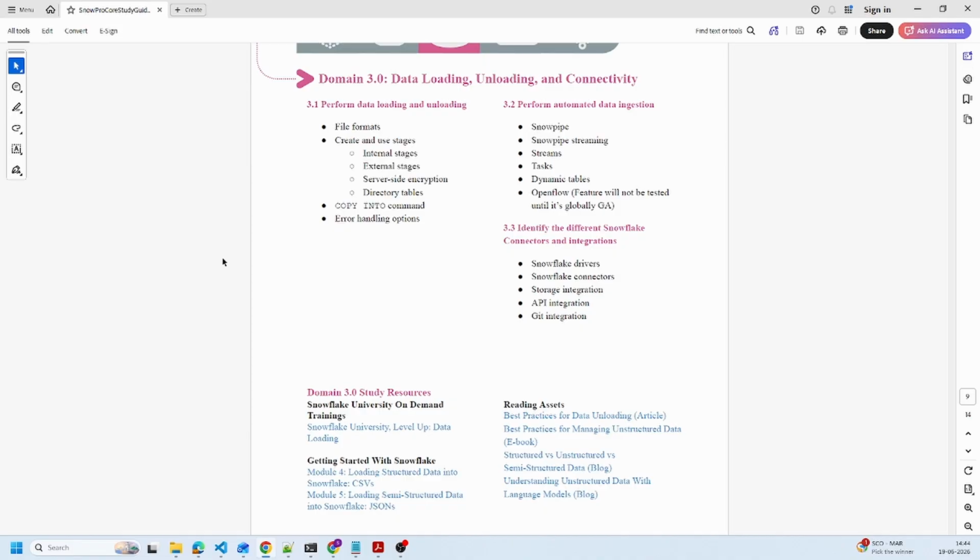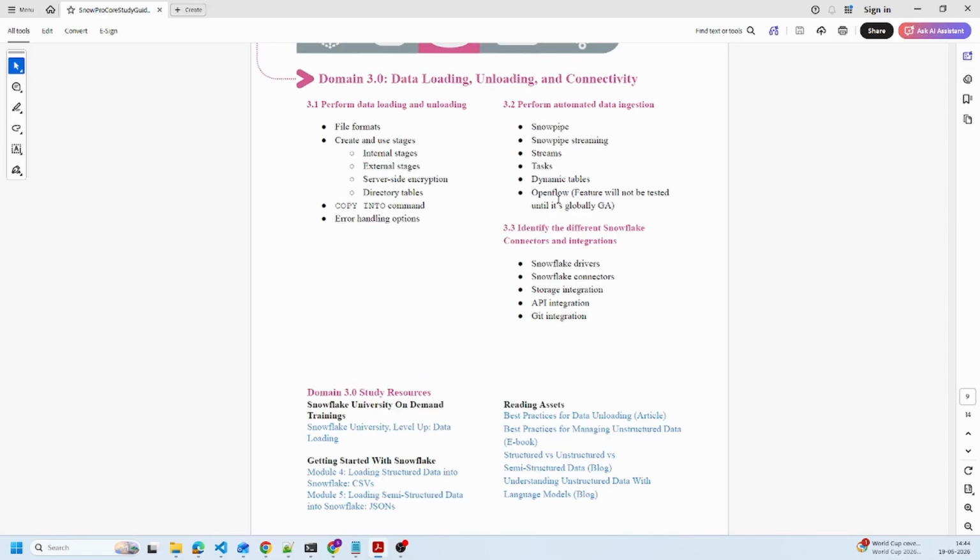Now let's talk about domain 3, data loading, unloading, and connectivity, which carries around 18% weightage. This domain feels very hands-on, and in many ways, it is. This is where Snowflake tests whether you understand how data actually gets in and out of the platform. You'll see concepts like file formats, internal and external stages, copy into behavior, error handling, snowpipe streaming, streams and tasks, dynamic tables.